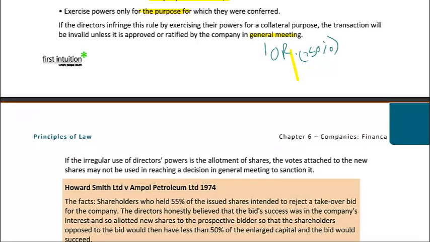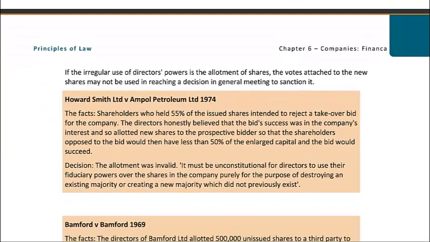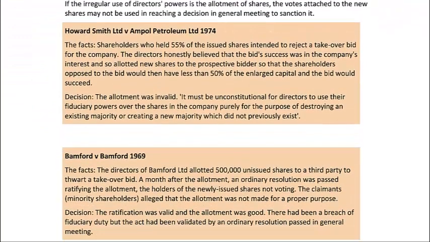Now, the easiest way to explain this duty is really to have a look at the following two cases. So in the Howard Smith case, the shareholders rejected a takeover bid for the company, but the directors thought they knew better. So to help this takeover bid go through, they allotted new shares to the prospective purchaser so that the shareholders in opposition wouldn't be able to reject the takeover bid. Now, they didn't do it for any terrible purpose. They really believed that this bid was good for the company.